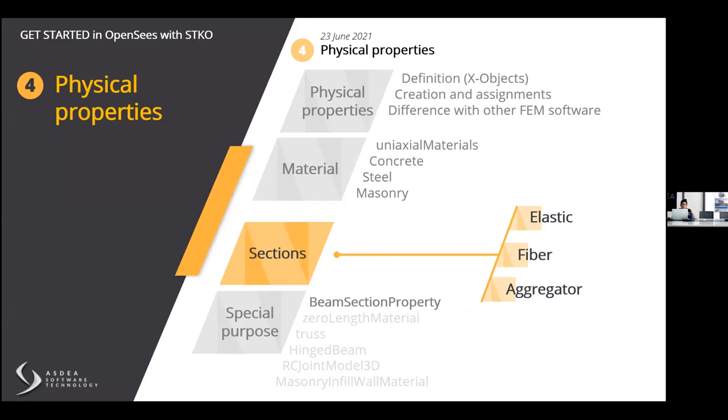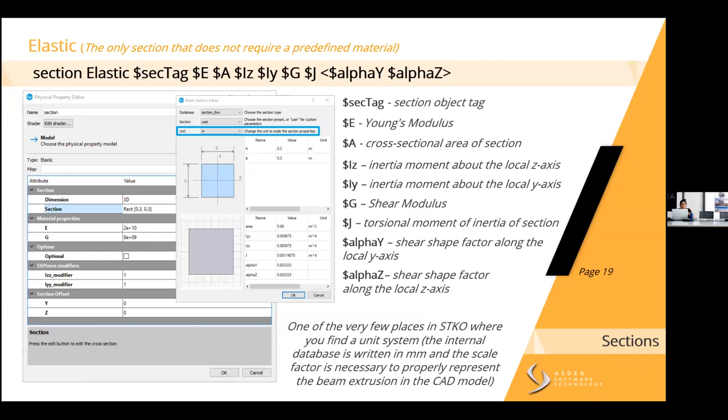So after materials, we have sections. Just to take a step back, in OpenSees and STKO, you cannot take a material and apply it to an element in your geometry. That's because it will not know which section to refer to. So you need to have both material and sections. And once again, the basic section that we have is the elastic section, as I showed you at the beginning.